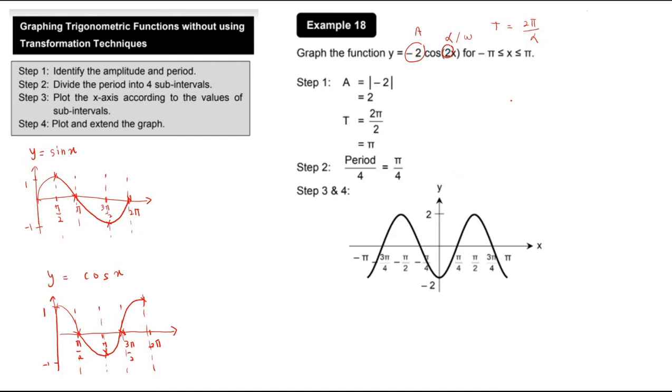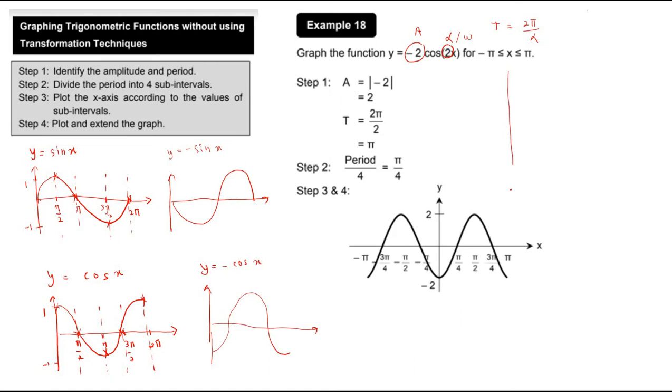And then step 3 and step 4, they combine. So, you can see here that the equation is negative 2 cos. If negative, y equals negative cos x. The shape of the graph is like this. Terbalik, sebab negative. Ni cos x, ini negative cos x. If y equals negative sin x, the shape of the graph is like this. Terbalik juga. So, for y equals negative 2 cos 2x, first, the shape of the graph is like this.